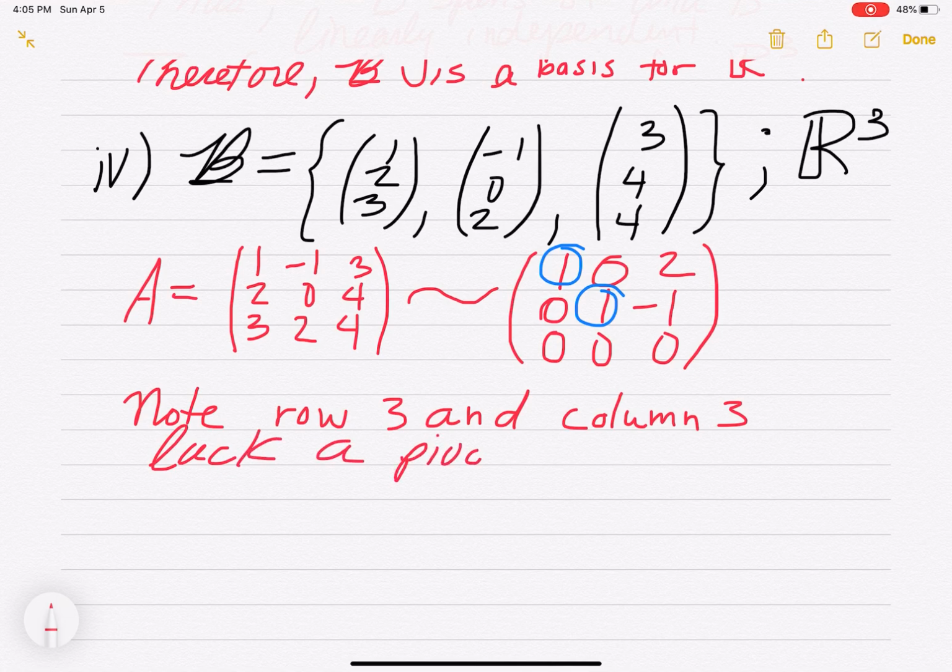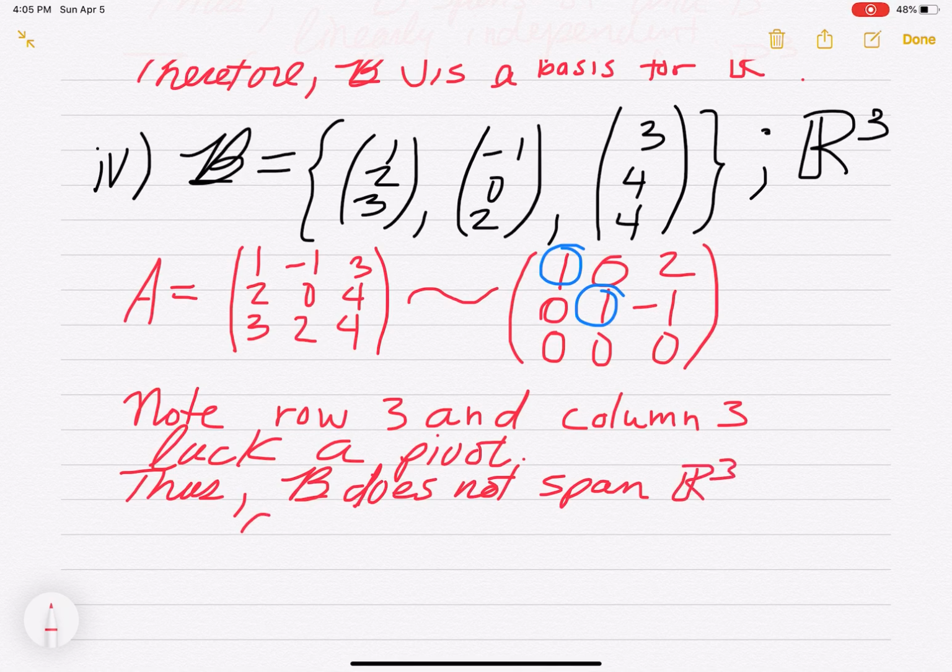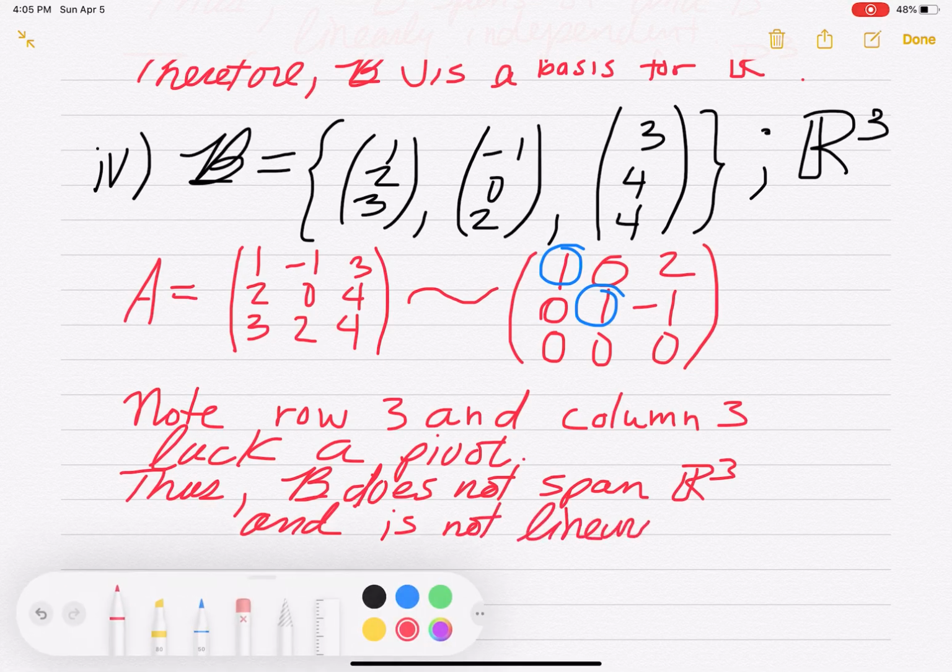So anytime you're lacking a pivot in a row, you're not going to span R3. Anytime you're lacking a pivot in a column, you're not going to be linearly independent. You're going to be linearly dependent. So, thus, the set of vectors B does not span R3 and is linearly dependent.